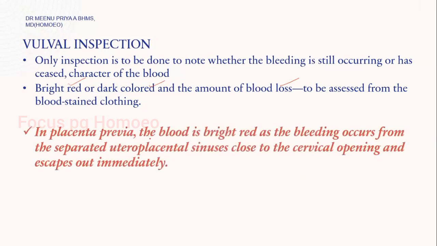And in placenta previa, what happens? The blood is bright red. It is not dark red, it is bright red, as the bleeding occurs from the separated uteroplacental sinuses close to the cervical opening and escapes out immediately. So escaping out immediately, that is in placenta previa.